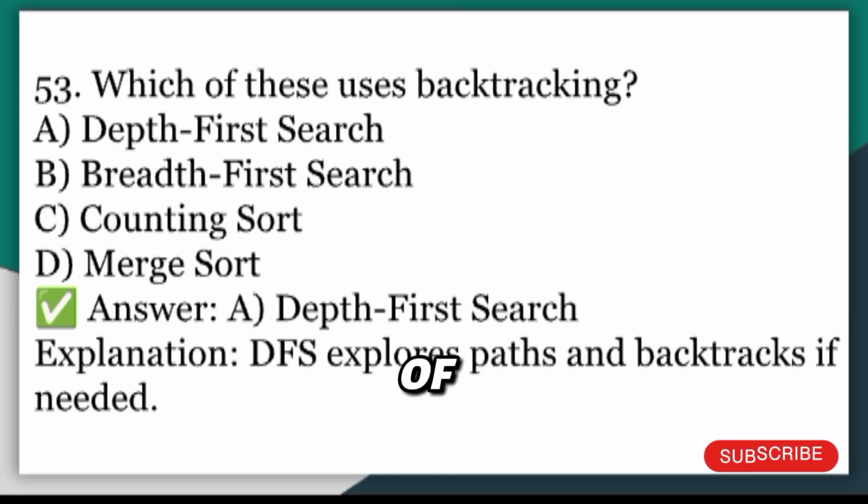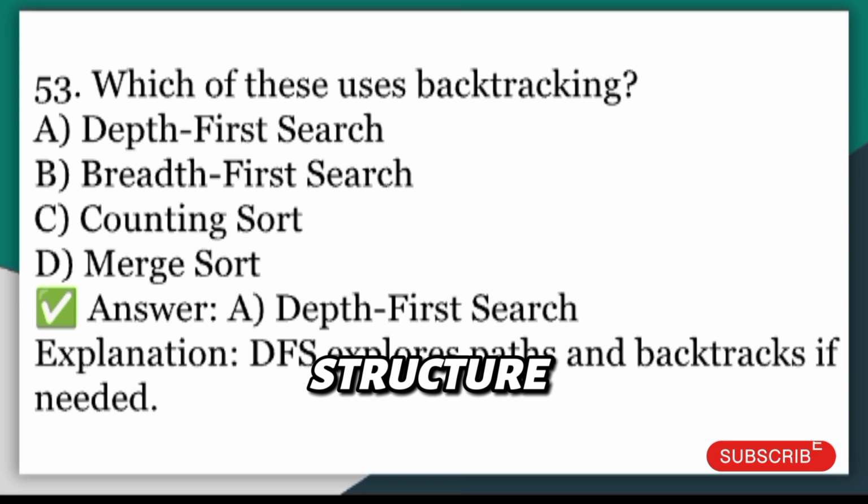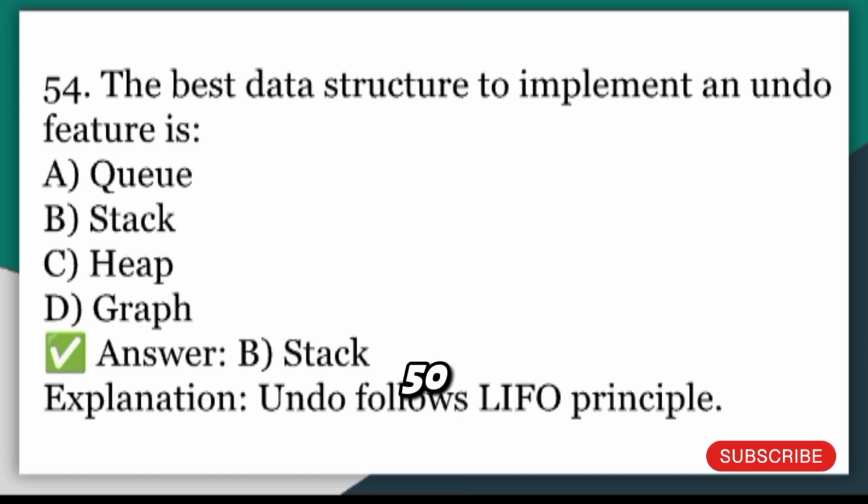Let's see the concept of backtracking in data structure. Backtracking is a problem solving method where we build a solution step by step, and if we find that the current path does not work, we go back, we can say backtrack, to try a different path. So this is the concept of backtracking in data structure, where we use depth first search.